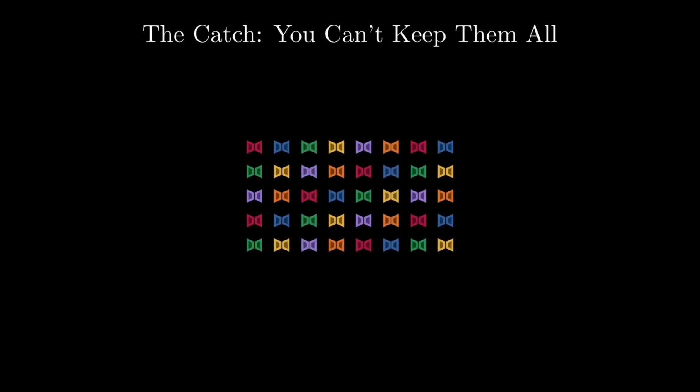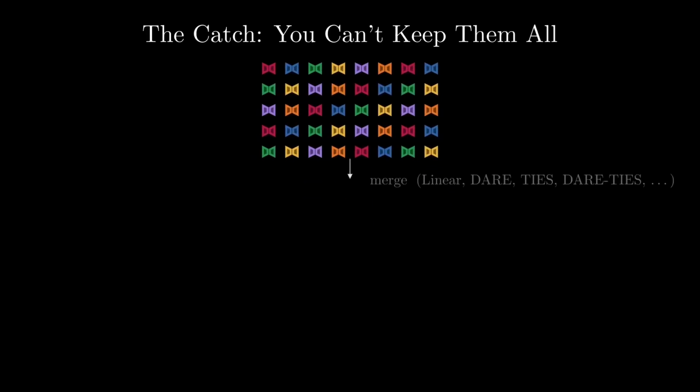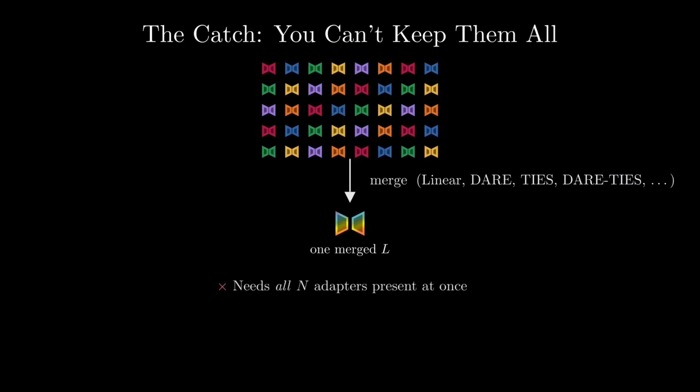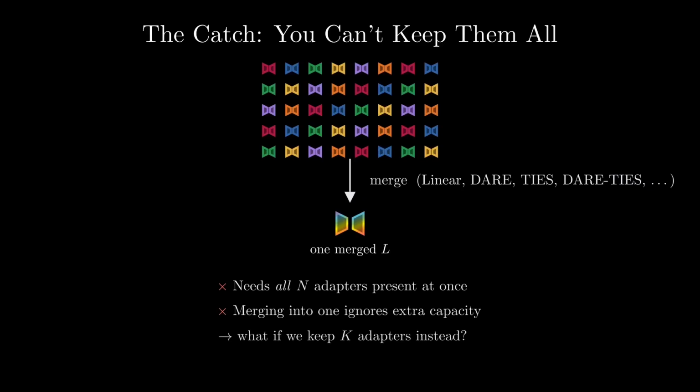So what's the drawback? Potentially we have n task adapters, one per task. We could combine them into a single model. Many approaches exist for this, such as linear merge, TIES, and so on. But to do that, we will need all these adapters to coexist at the same time, and by merging them all into one, we might be wasting available capacity. What if we keep K adapters instead?